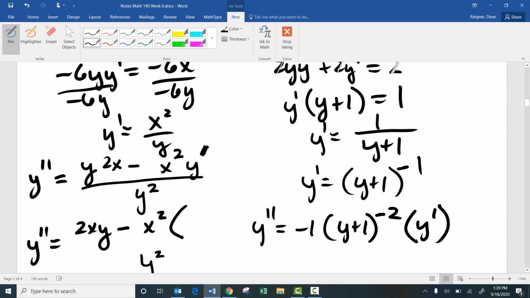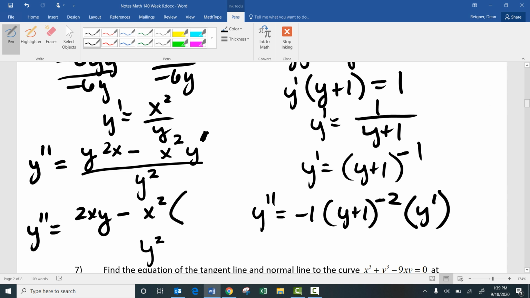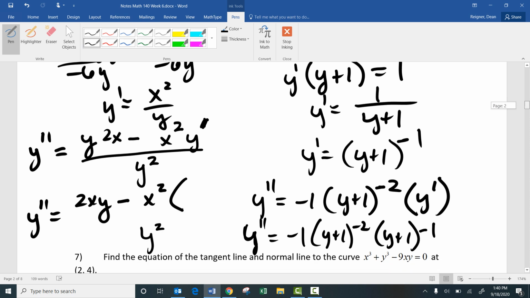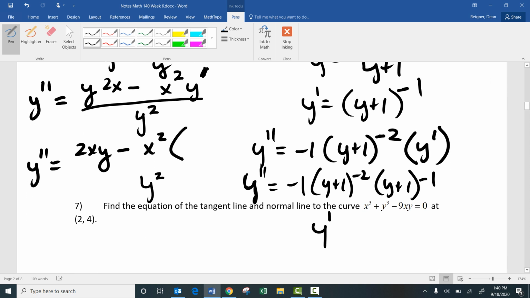So now we can sub in y prime. So y double prime is negative 1, y plus 1 to the negative 2. Y prime is y plus 1 to the negative 1. So now to go down a little bit, when the bases are the same, you can add the exponents. So y double prime is negative 1. When you add these powers together, it'll give us negative 3. So it'll be y plus 1 on the bottom to the third power, because these will be negative. Negative 2 plus negative 1 is negative 3, and then I'll just write it like that. So that would be y double prime.